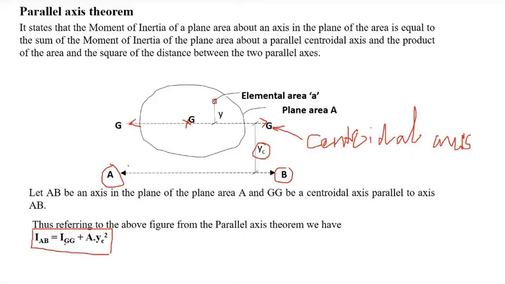This is the statement of the theorem: IAB is equal to IGG plus A into YC square, where IGG is the moment of inertia of this area about an axis passing through the centroid. That is different, and the other axis is different. So there are two moments of inertia here: one about its centroidal axis, and another about its outside axis, let's say the AB axis. There is a relationship between those two, given by IAB is equal to IGG plus area into YC square. This has to be proved.